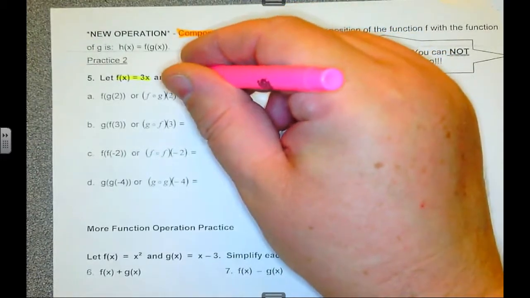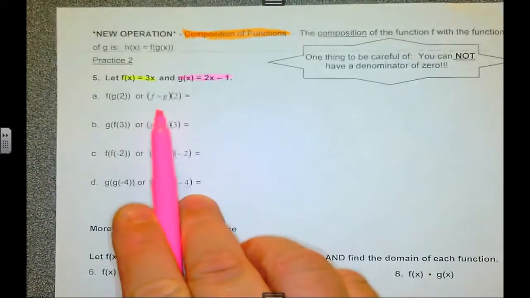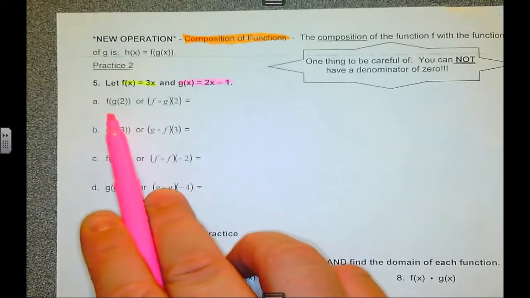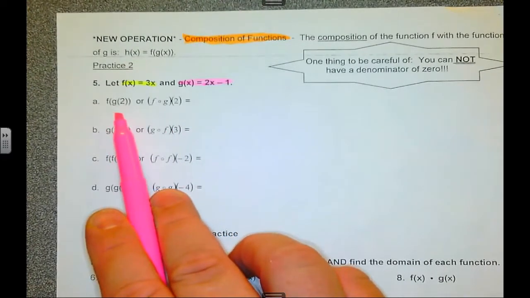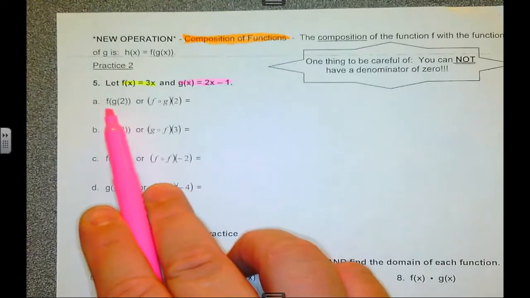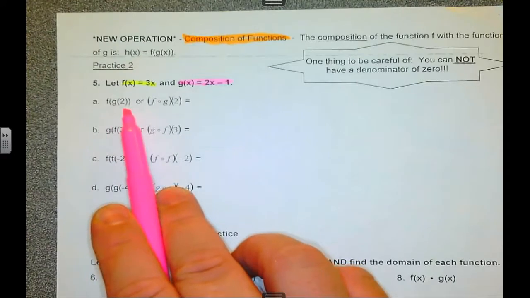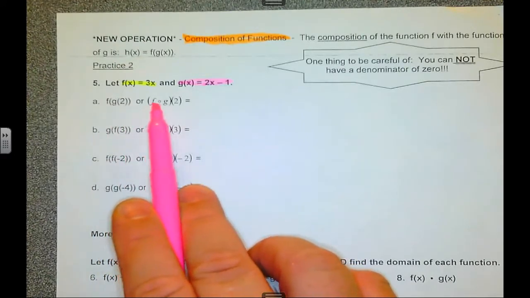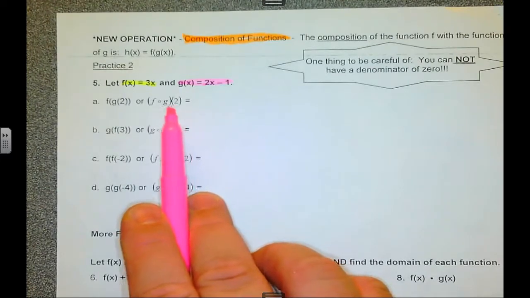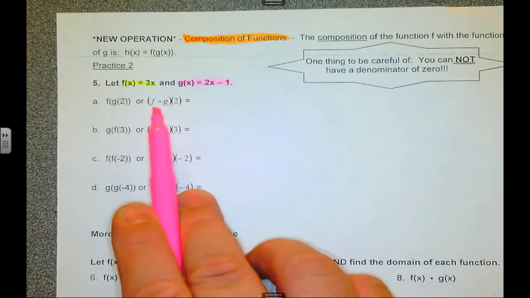Now, this is the new fancy way of writing composition functions. Okay, the old way is this old way here. This is the way I grew up and was taught. This says the f of g of 2. It's the same thing, but just written differently. To me, this is more complicated.